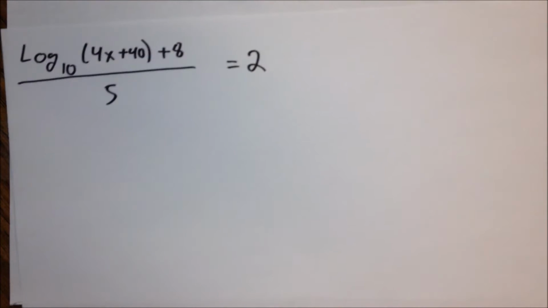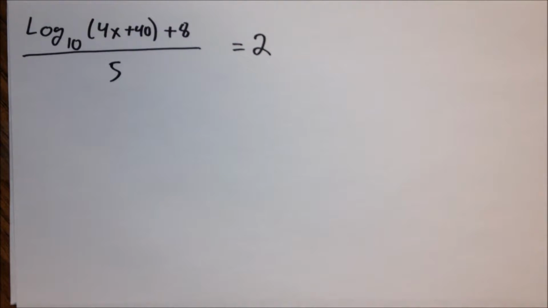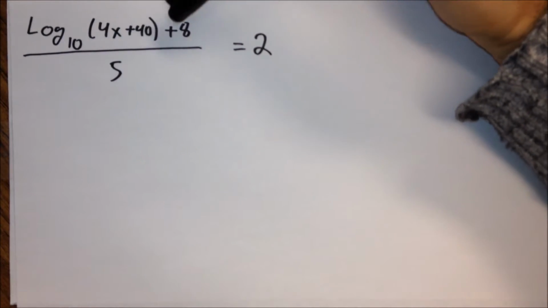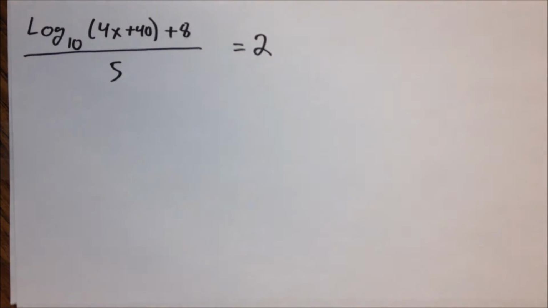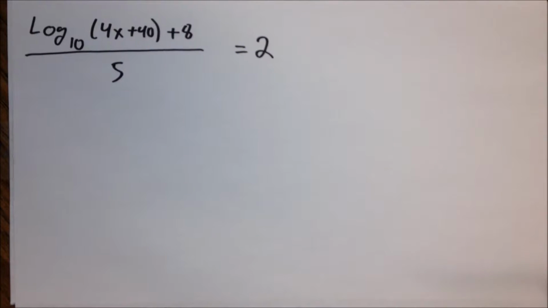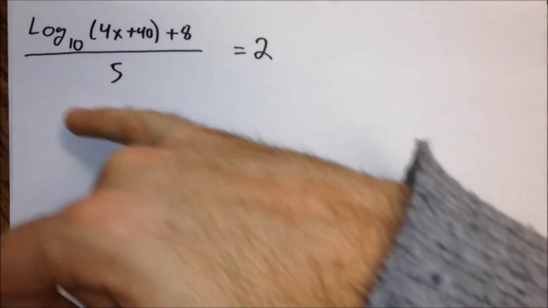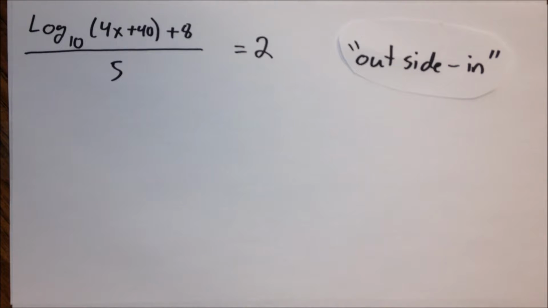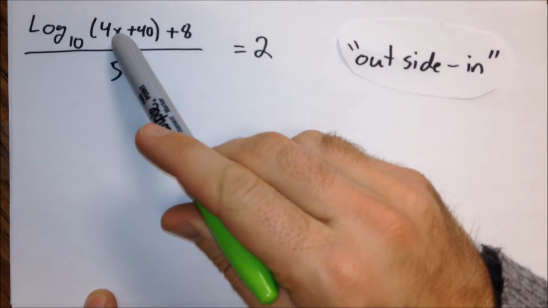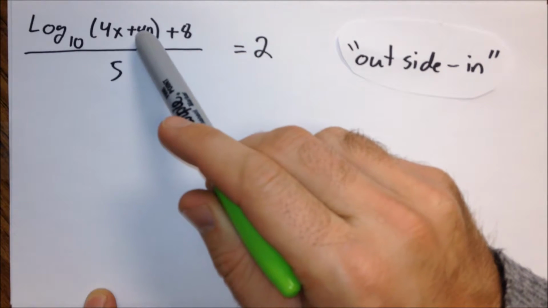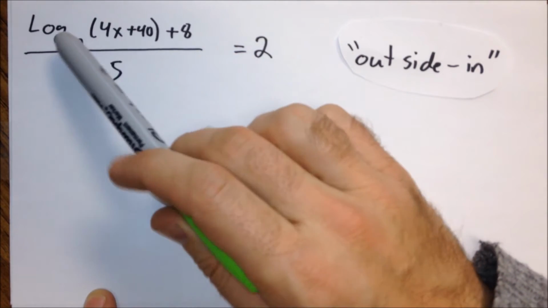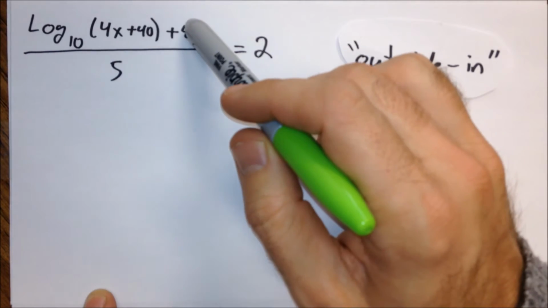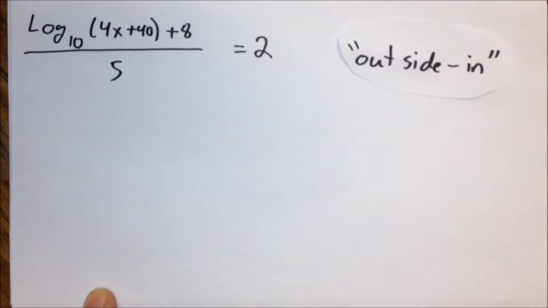Now let's look at a more complicated example. We're going to look at log base 10 of 4x plus 40, plus 8, all over 5, is equal to 2. If you've been following along the last few lessons, you know the way we attack these complicated things with lots of pieces is by always moving from the outside in. And when I say outside, I mean the last thing to interact with the x. So as I look through here, I see that x is first multiplied by 4, then it's added to 40, then all of that is put inside the log, then we add 8 to it, and finally the last thing we do is divide by 5.